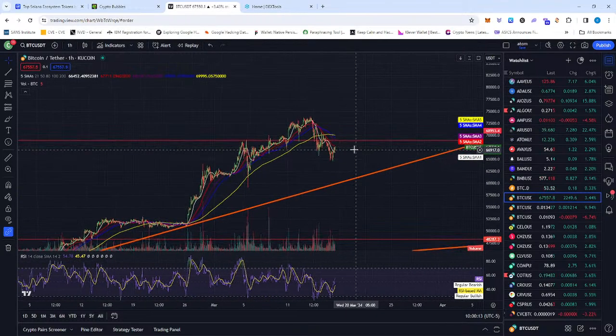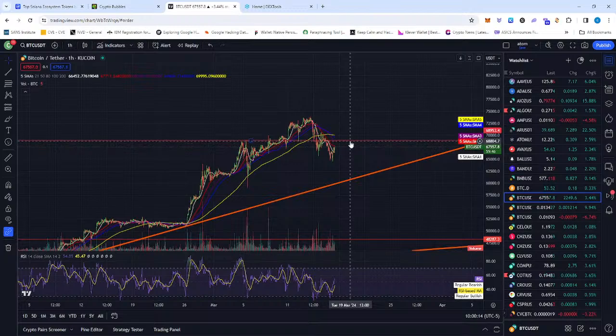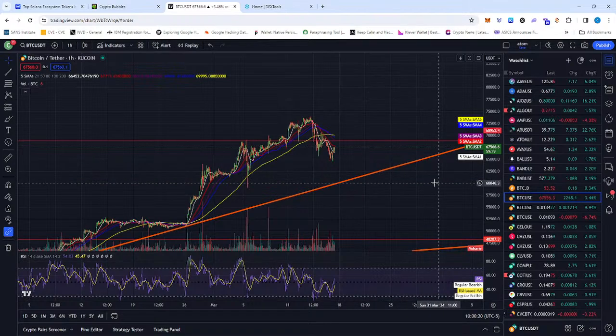If it doesn't, if it comes up here and gets rejected right here, it's going to fall back down to this trend line, back down towards 61K, 62K.